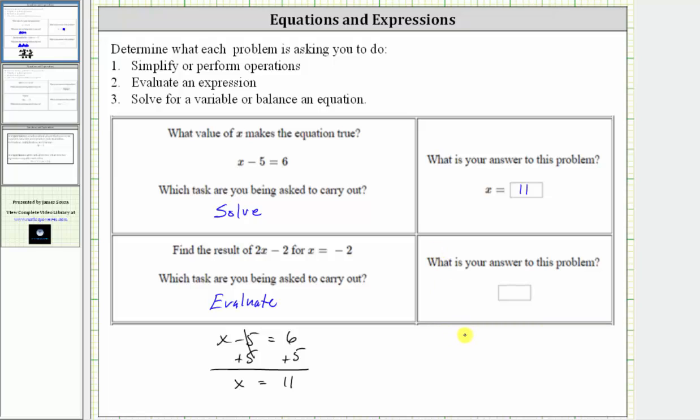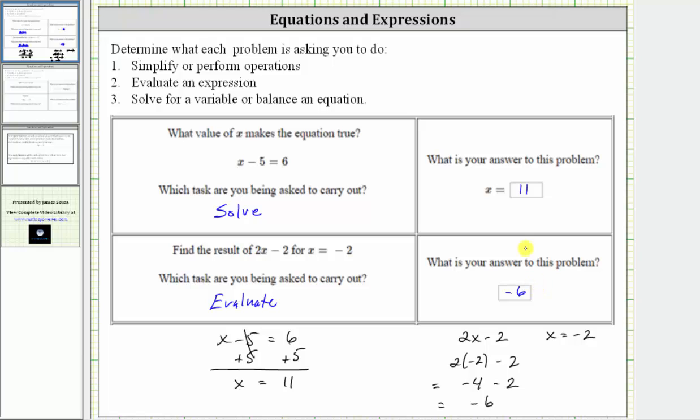So we begin with the expression 2x minus 2, and because we are told x equals negative 2, we substitute negative 2 for x, which gives us 2 times negative 2 minus 2. And now we evaluate this using the order of operations. We multiply first. 2 times negative 2 is negative 4, giving us negative 4 minus 2. Negative 4 minus 2 is equal to negative 6. So the value of the expression when x equals negative 2 is negative 6.